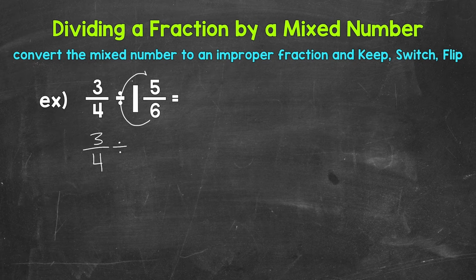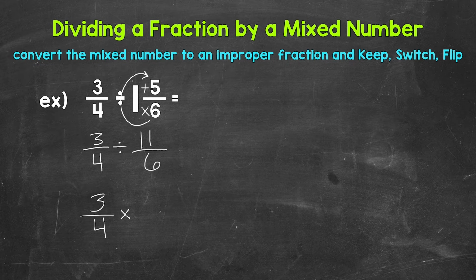We start at the bottom and work our way up. We multiply and then add. So take the denominator and multiply it by the whole number. So 6 times 1 is 6, and then add the numerator. 6 plus 5 gives us 11. That's the numerator of the improper fraction. And then we keep the denominator of 6 the same. So now we have 3/4 divided by 11/6. Now let's go through our steps, keep, switch, flip. So keep 3/4.